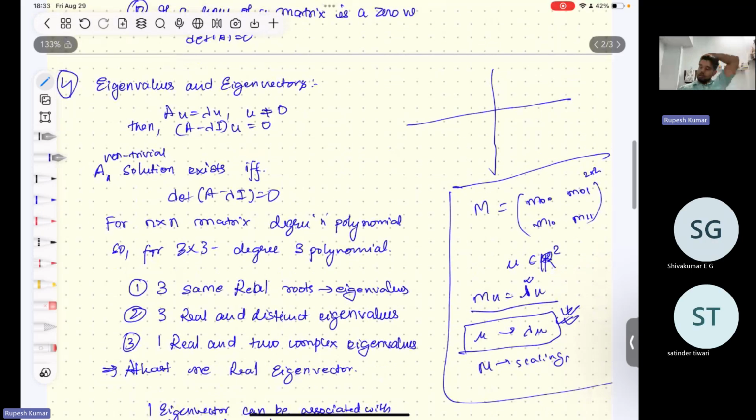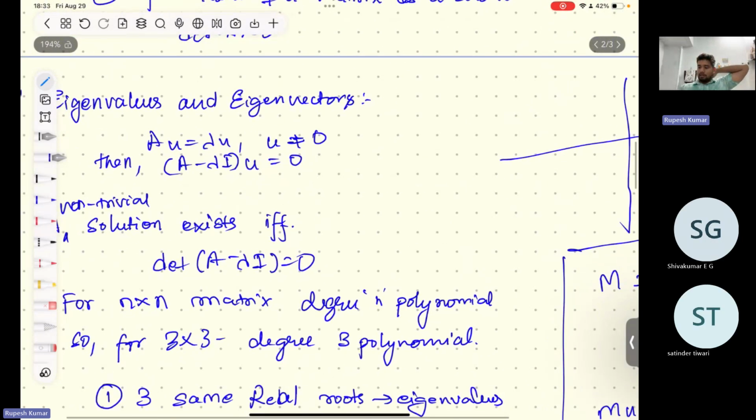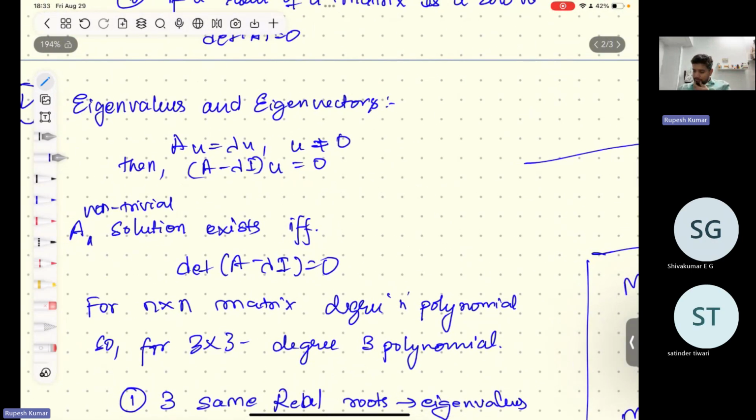Let's say you have a matrix A and you want to find a vector U such that AU equals lambda U. Also make sure that U is not zero. If U is a zero vector, this is true for any matrix, since all matrices transform the zero vector to zero. That is not useful at all. So if U is non-zero, can we find such a vector for any arbitrary matrix A?